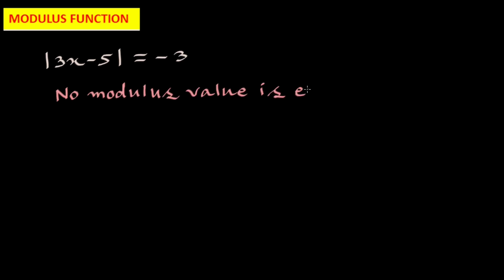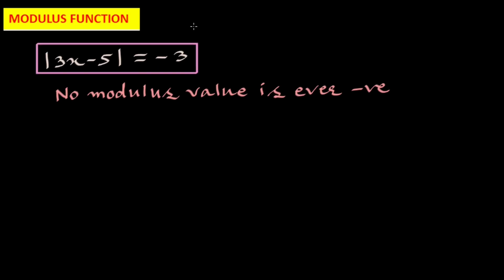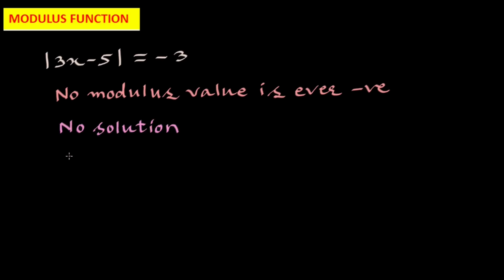How to solve mod 3x minus 5 equals minus 3? We know that no modulus value is ever negative. Here the modulus value minus 3 is negative. Hence this modulus equation has no solution. In other words, x is a null set.